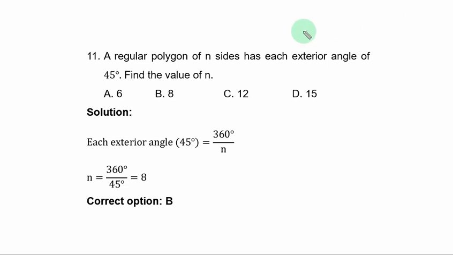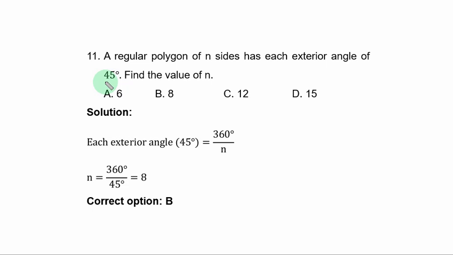Question 11. A regular polygon of n sides has each exterior angle of 45 degrees. Find the value of n. Solution. In a regular polygon, the sum of exterior angles is equal to 360 degrees. To get each exterior angle, you divide the sum by n.